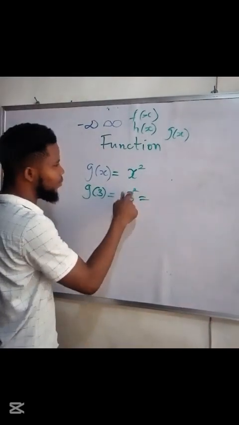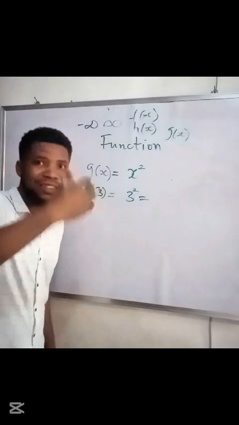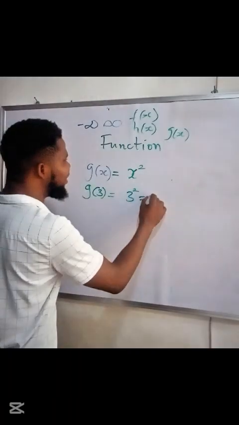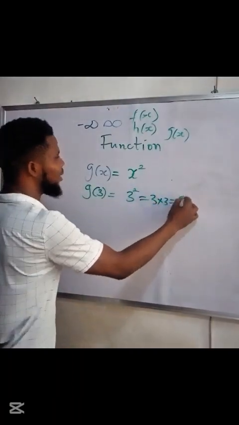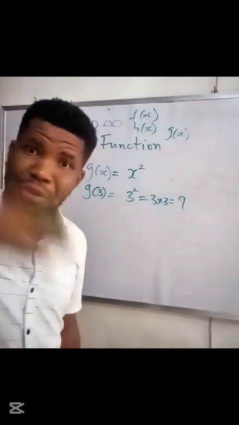So what will I get at the end of this? That will be 3 raised to power 2. That's 3 times 3. So 3 times 3 will give me what? 9. That is an exponent function, and this is exponential.